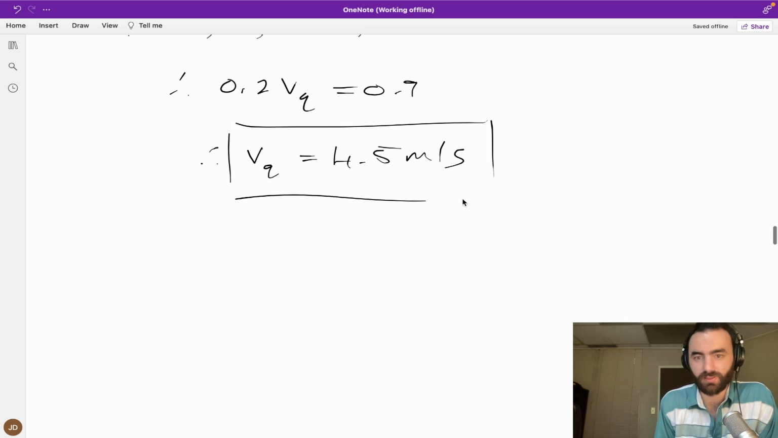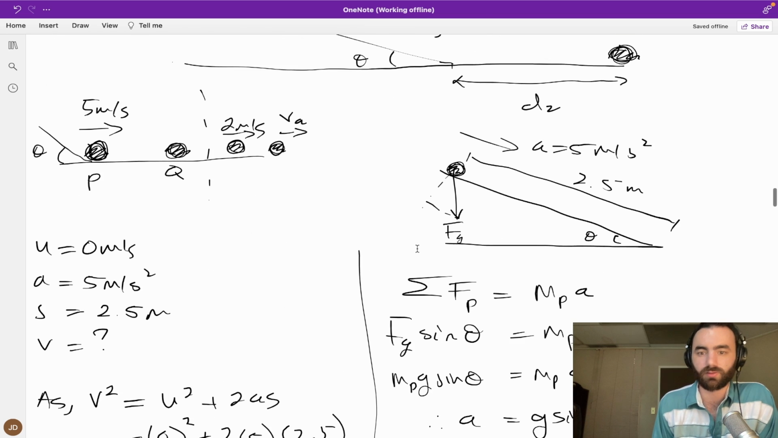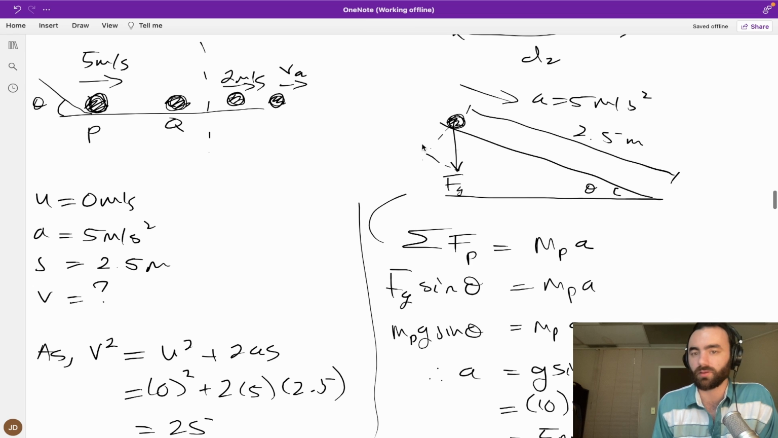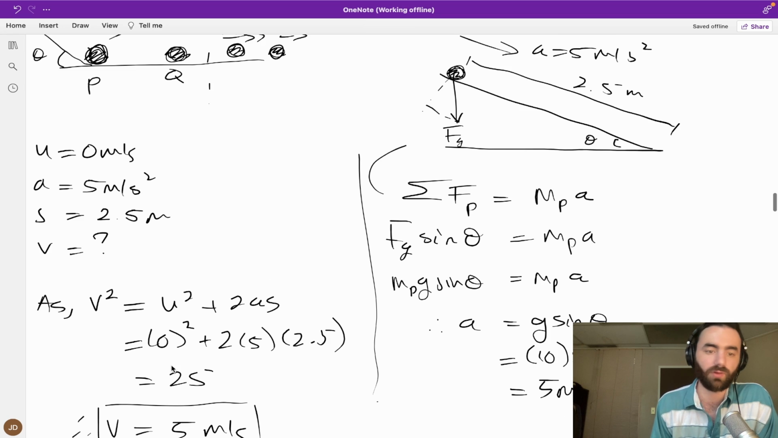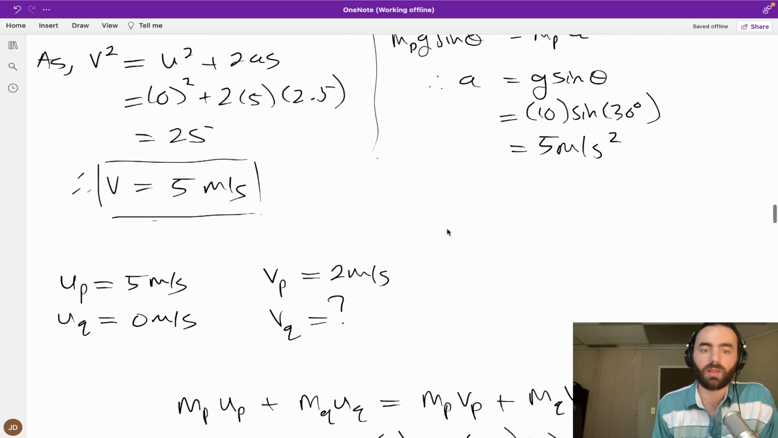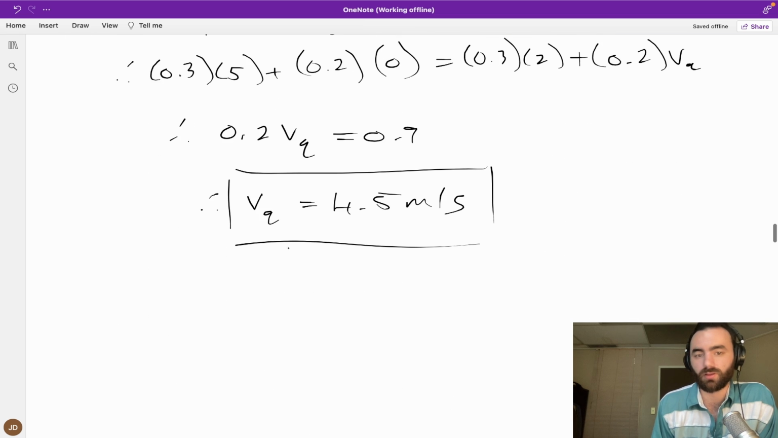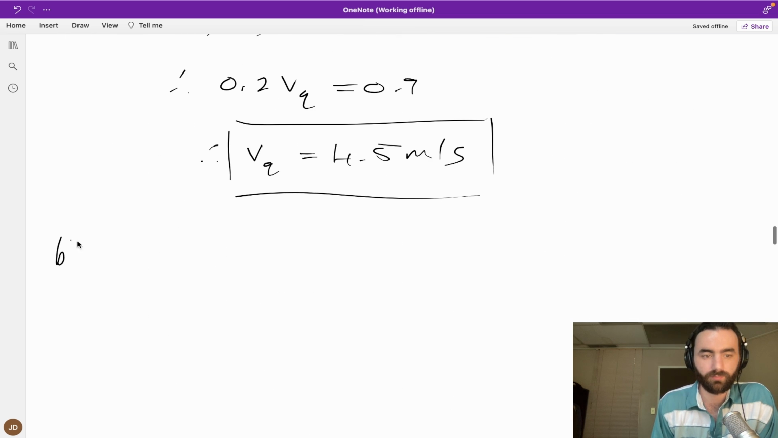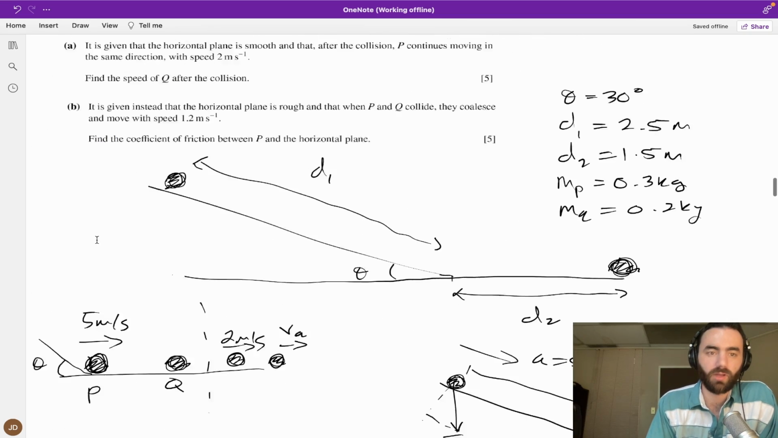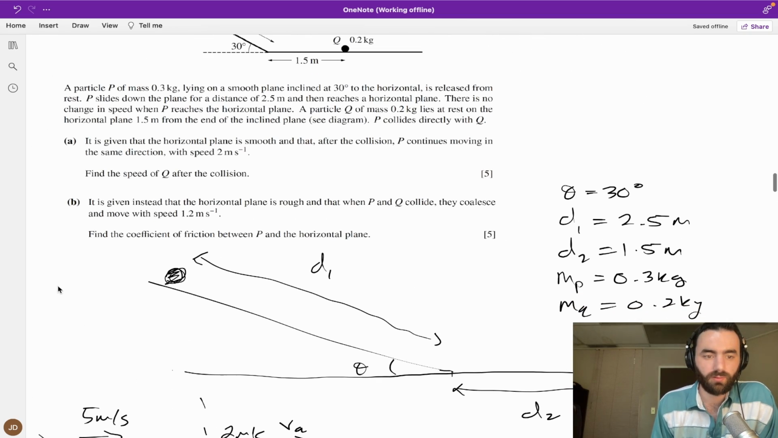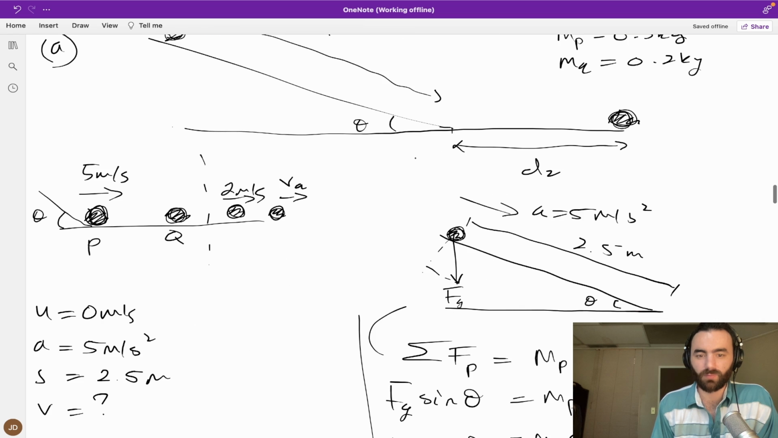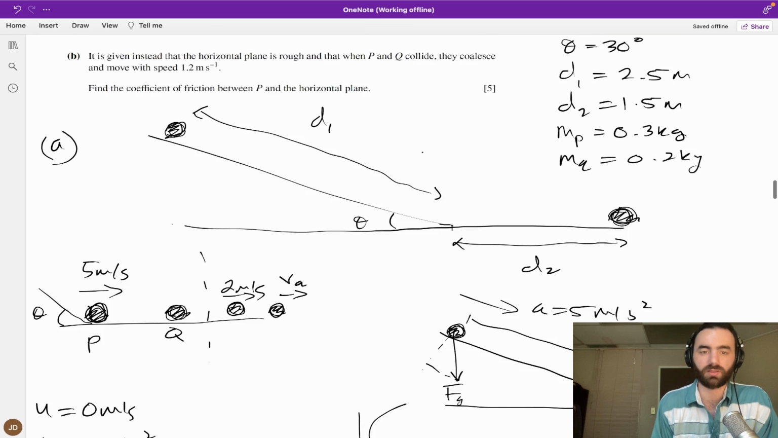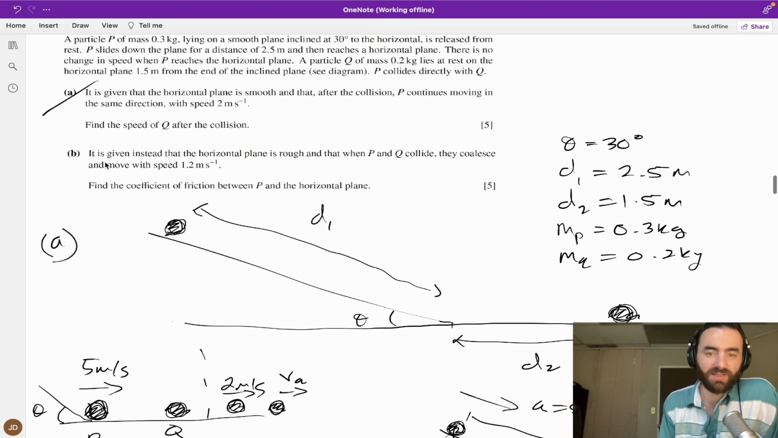Okay, so the reason that's difficult is because you're having to use a lot of different things. We're using forces to calculate the acceleration down the slope, then kinematics to find the velocity at the bottom of the slope, and then momentum to find the velocity of Q after the collision. And so that's why it's 5 marks. Apologies if that was a little messy. I'm just trying to explain all the things individually. Just my teaching style, probably.